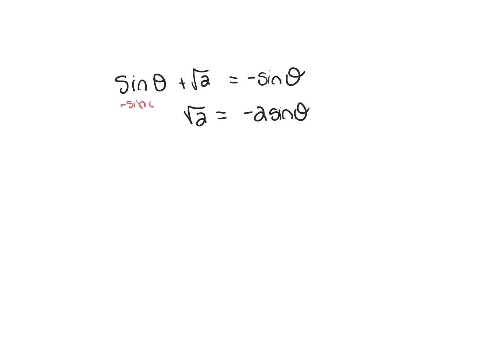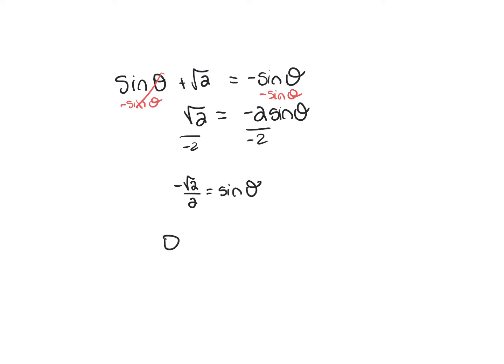The next one says sine of theta plus root 2 equals negative sine theta. So let's put all the trig stuff on one side. So I get root 2 equals negative 2 sine theta because I subtracted this sine theta over to the other side. Then I'm going to divide by negative 2. So I get negative root 2 over 2 equals sine theta.